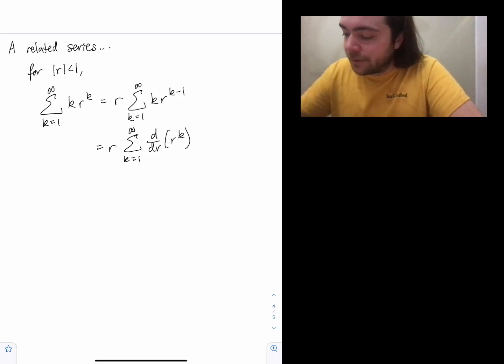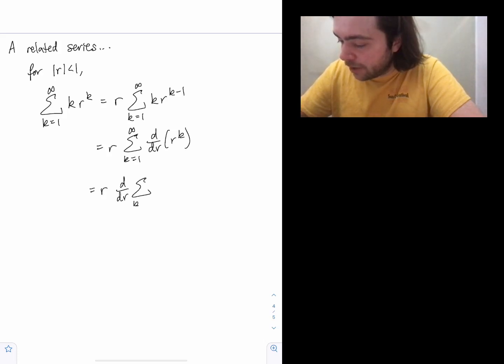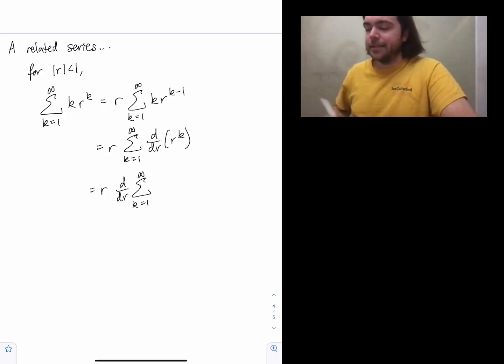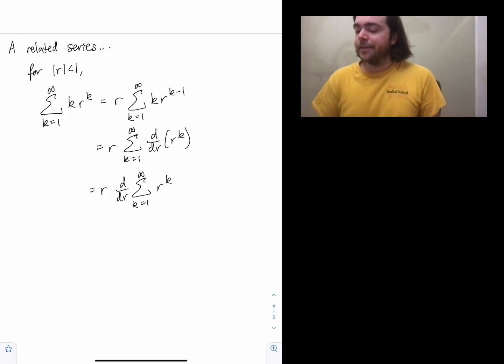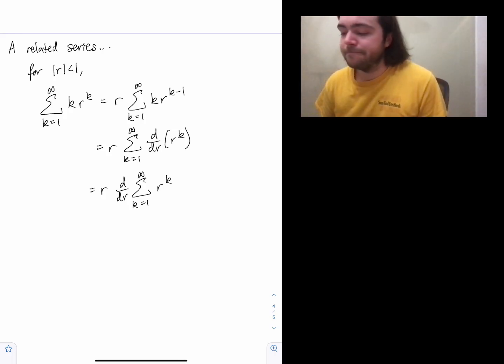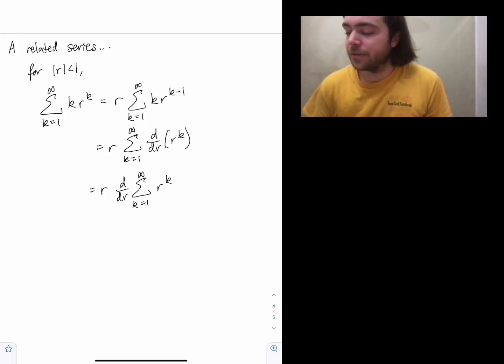Okay. Now what I'm going to do is take that differentiation outside the sum. That's something you can't always do, but it turns out in this case we're allowed to do it. So you can take my word on that. So I'm going to do it here. I take the derivative outside the sum, and this is what I'm left with.